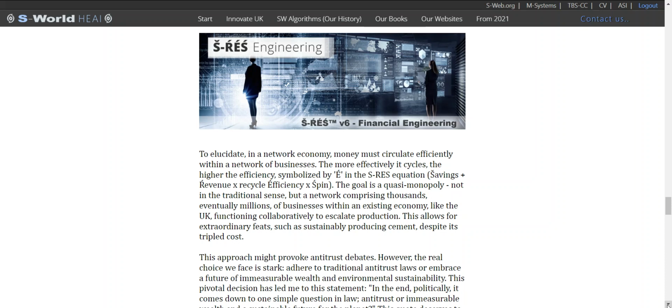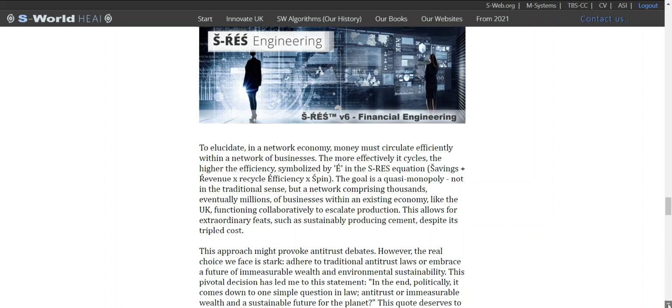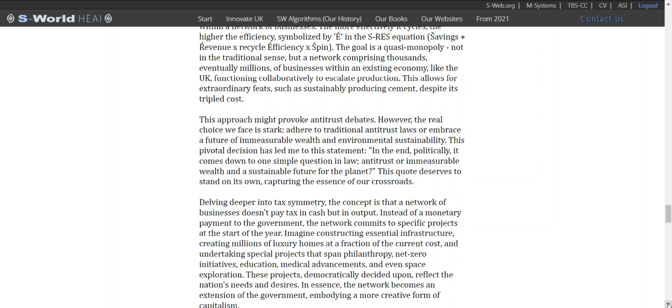The goal is a quasi-monopoly, not in the traditional sense, but a network comprising thousands, eventually millions of businesses within an existing economy, like the UK, functioning collaboratively to escalate production. This allows for extraordinary feats such as sustainability in producing cement despite its tripled cost.